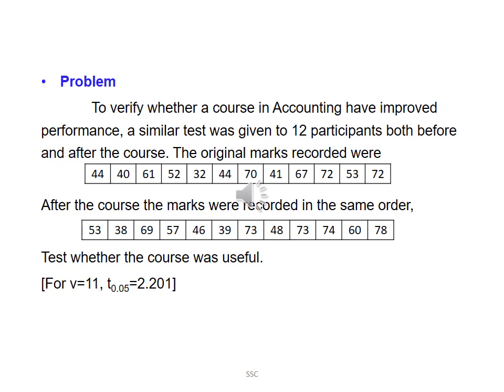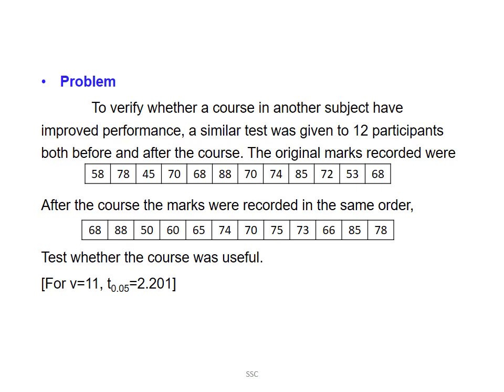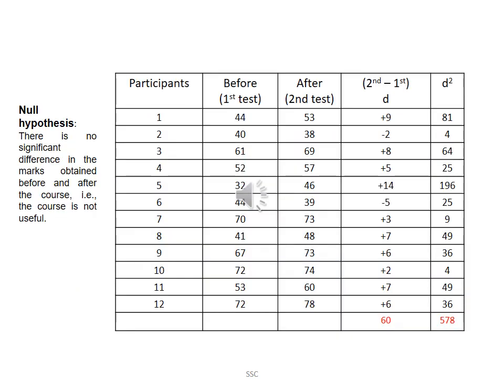The before scores and after scores are mentioned, so we should use the paired t-test formula. The table value is 2.20 because the number of samples is 12, 12 minus 1 is 11. 11 is the degrees of freedom. The participants are 12. The null hypothesis is there is no significant difference between the marks obtained before and after the course. That is, the course is not useful. The alternative hypothesis is the course is useful.